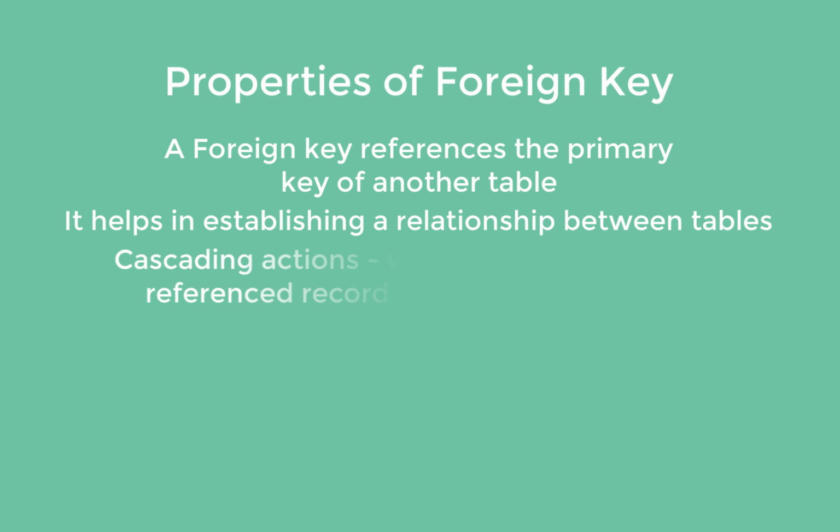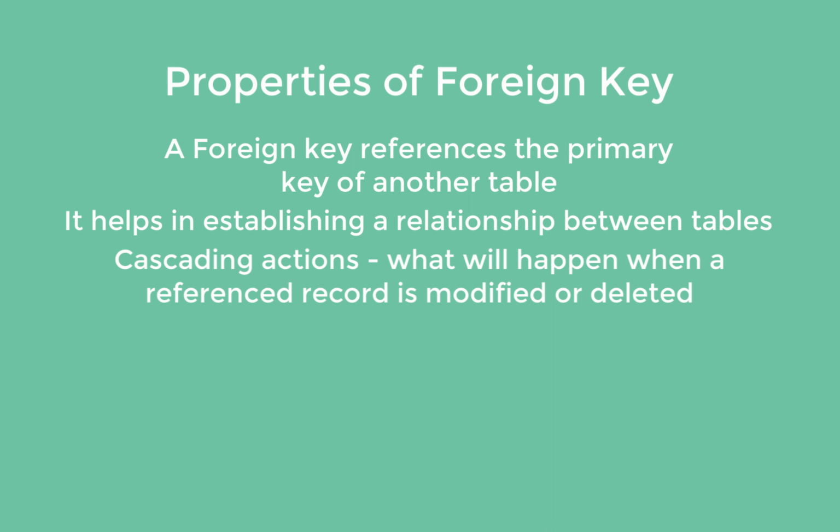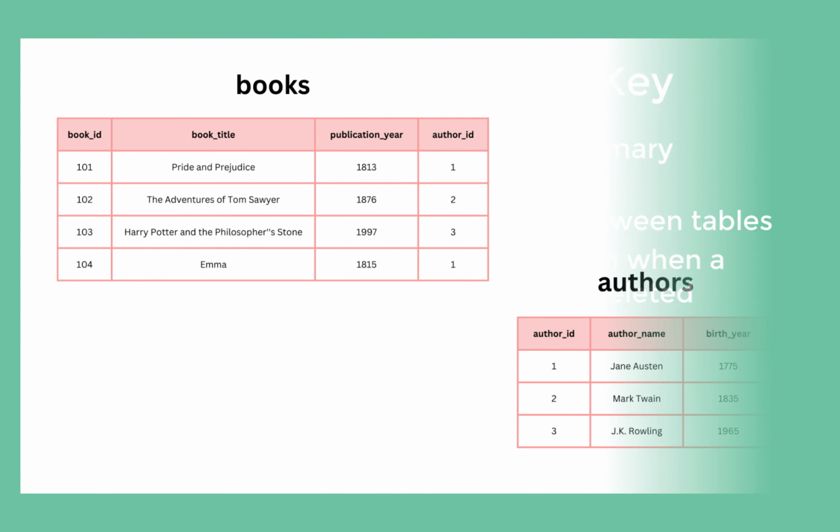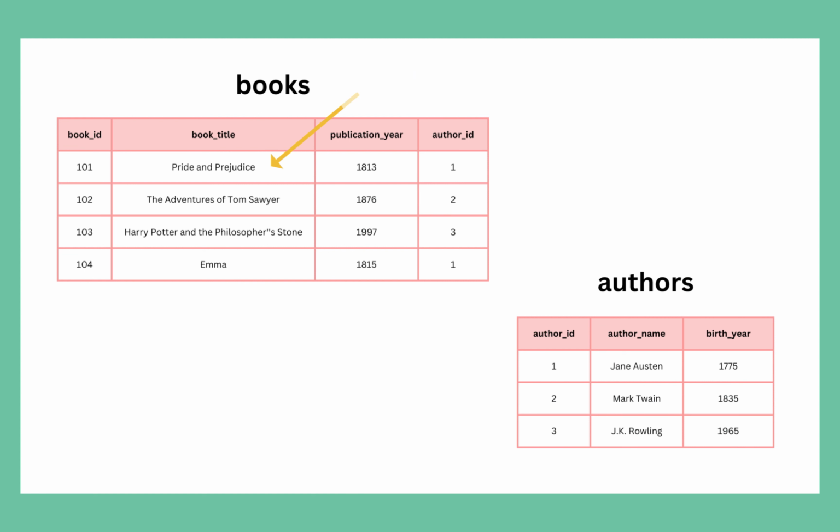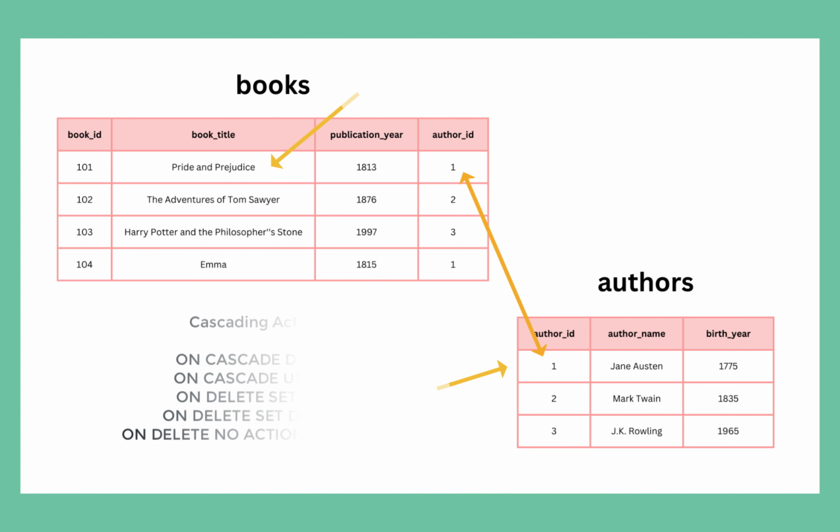Okay, then the third one is cascading actions. Many database systems allow cascading actions on foreign keys, meaning what will happen when a referenced record is modified or deleted. In this example, let's say what will happen to book ID 101 when I delete this author from the authors table, because this author ID is being referenced here in the books table for book ID 101. So we have a few cascading actions like ON DELETE CASCADE, ON UPDATE CASCADE, SET NULL, SET DEFAULT, and NO ACTION. Okay, so we'll see these in action in our practical in the next video. For the time being, just remember these.